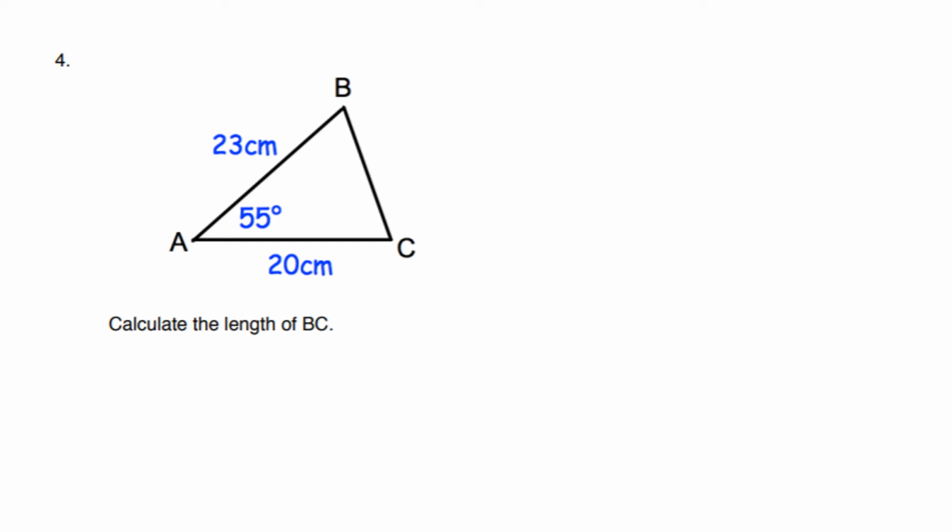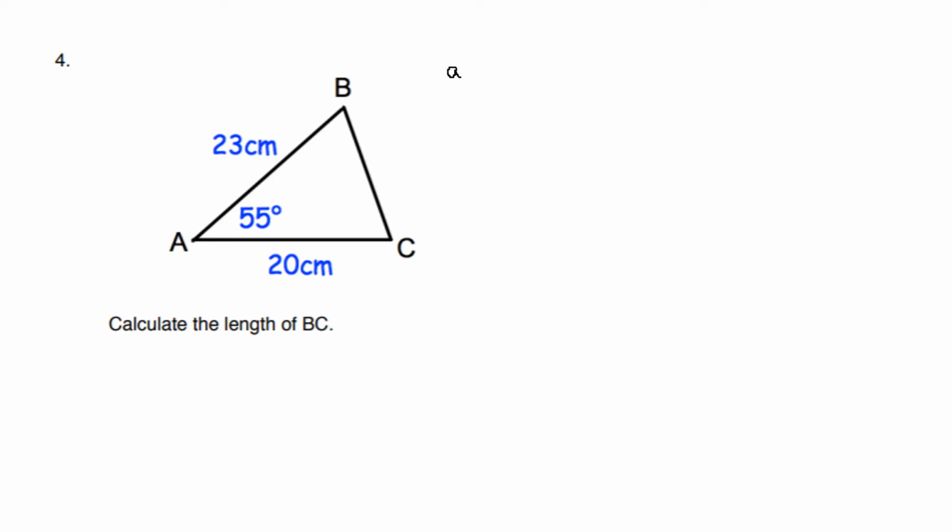So in this question, we've got two sides. We're given that AB is 23 centimetres and AC is 20 centimetres. And we're given an angle of 55 degrees. And this is the included angle because it's the angle formed where AB and AC meet. And we're asked to find BC. So in this case, where we've got two sides and the included angle, and we're asked to find the length of the third side, we're going to use the cosine rule.